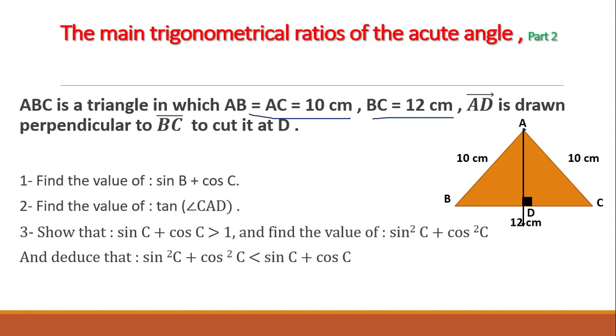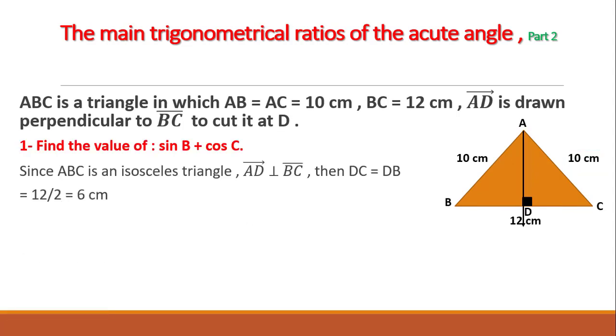I need sine B and cosine C, so I need to get the three side lengths of the two triangles here, the first triangle and the second triangle. We have this side 10. Can we calculate the length of this side? Yes, we said before, if you have an isosceles triangle and AD is perpendicular, AD bisects the base. So this part will be 6 and this part will be 6, 12 divided by 2. So now we have 6 centimeters and here 6 centimeters.